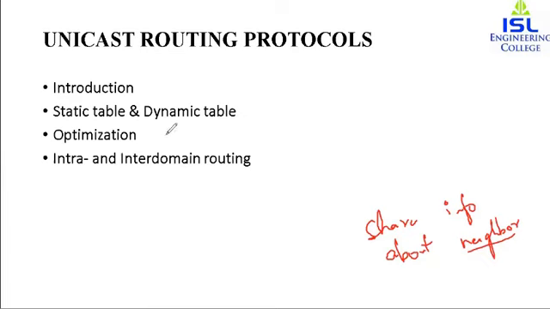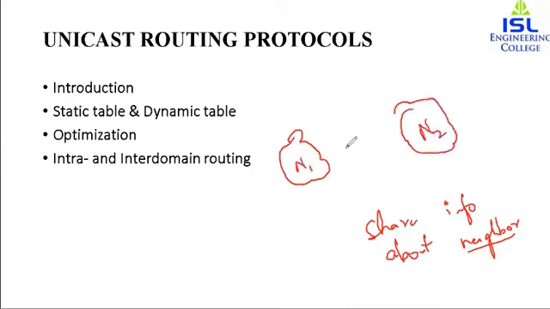Now, what do you mean by optimization? Suppose a router receives a packet from a network and passes it to another network. So we have two networks over here, one is N1 and the other is N2, and there is a router which is receiving the packet from N1 and passing it on to N2. When it receives a packet, to which router should it pass the packet? Suppose in between there are multiple routers. So that decision is based on optimization.